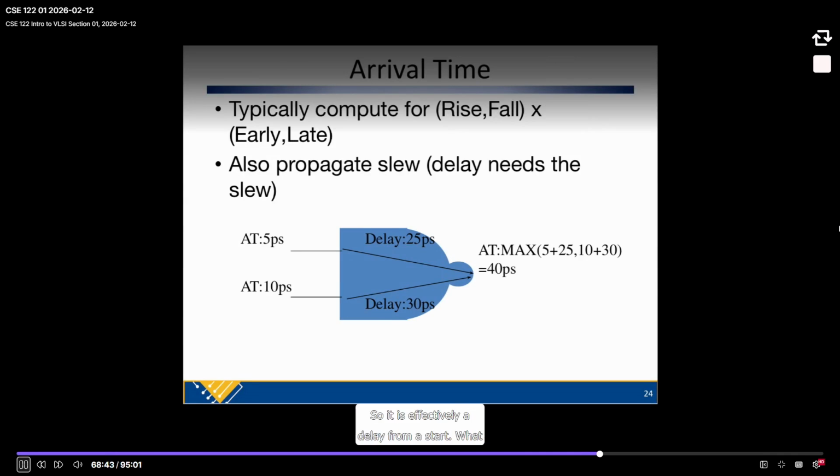So it is effectively a delay from a start. What is the start? It could be the start of the clock period, right? The clock period triggers, and after the arrival time, that's when the signal gets to a point in my circuit. Now, we can define the arrival time recursively based on the arrival times of inputs.